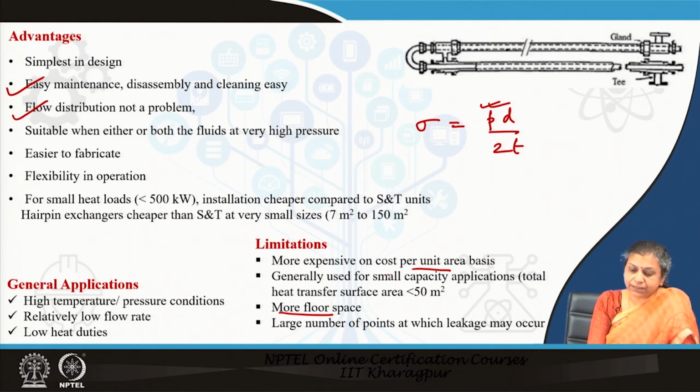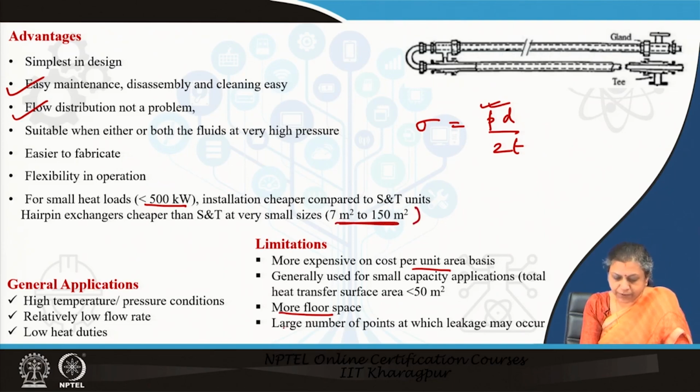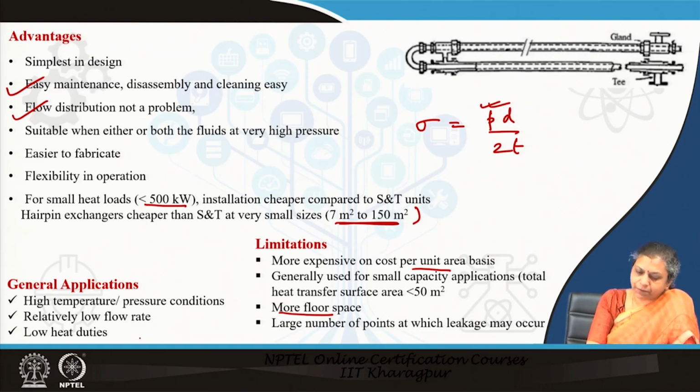But remember one thing, although it is more expensive on a cost per unit area basis, suppose we are dealing with small heat loads, say less than 500 kilowatts. Under that condition, we find that often the installation is cheaper compared to shell and tube heat exchangers. Even hairpin exchangers are cheaper than shell and tube heat exchangers for small sizes, which range from about 7 square meters to 150 square meters. So, therefore, whenever we have high pressure fluids and the heat load is less or the heat transfer area required is less, definitely we will be going for double pipe exchangers.